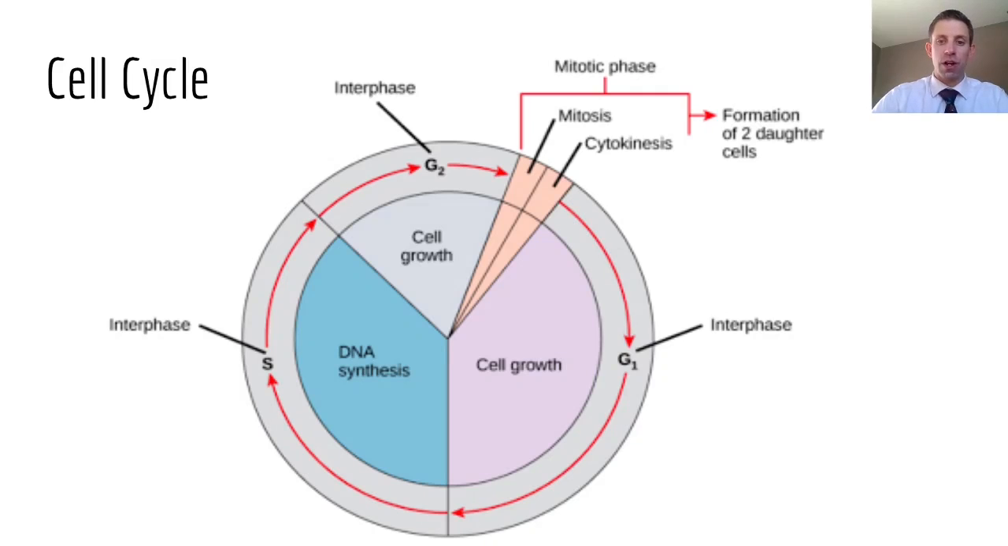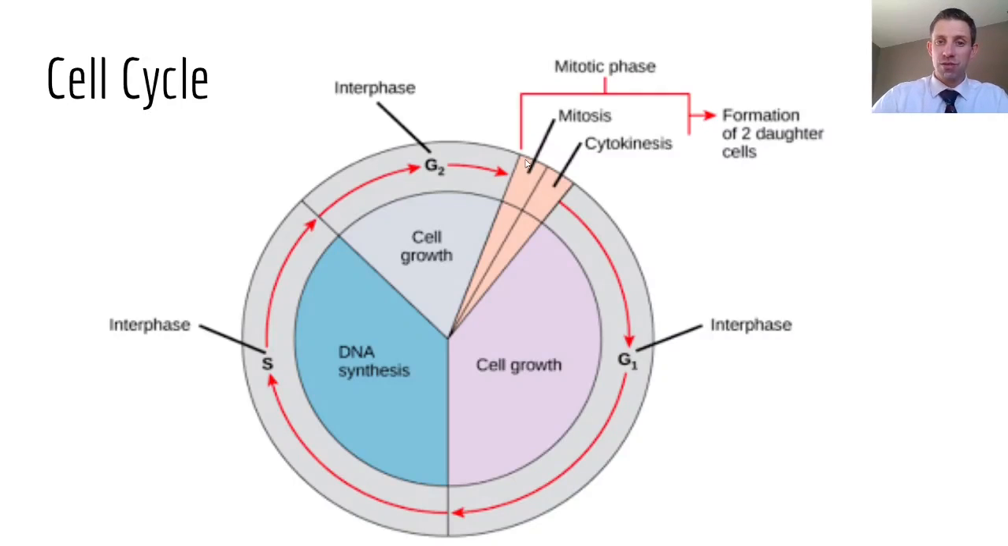Interphase, as you can see, is broken up into three subphases, being G1, S, and G2. And you can see what's happening in each of those. In G1, the cell is growing. In S phase, what's actually happening is the cell is doubling its DNA. It's making an exact copy of it in preparation for cell division. And then finally, G2 is just another form of cell growth.